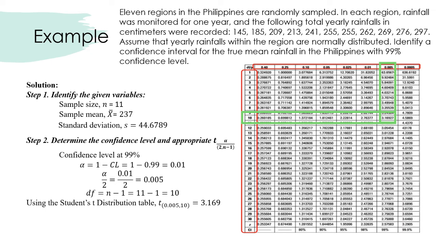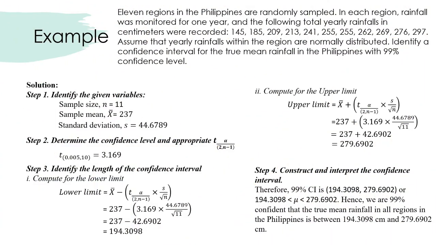Let's have now our degree of freedom, having a formula of n minus 1. That is equal to 11 minus 1, that is equal to 10. Using the t distribution table, let's find our t sub 0.005 and 10. That is equal to 3.169. So we're done with step 2. Let's have step 3.